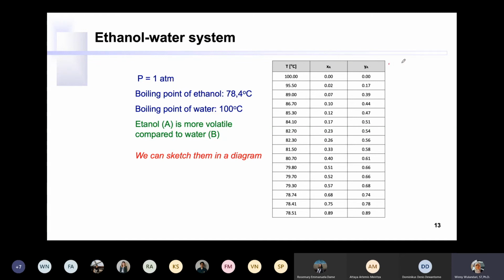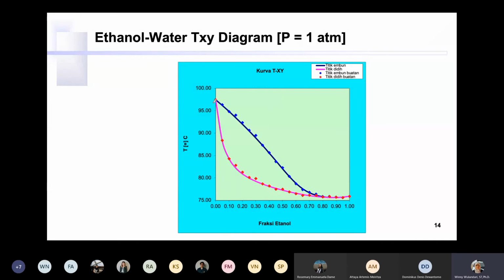In a quiz or in problems, you will be given the data of T, X and Y, and you should be able to sketch it. Maybe you can sketch it in Excel if you want, and it would look like this. This is the TXY curve for ethanol. There is also an azeotrope around this area, so that's why, if you remember, ethanol is only distilled up to 95%, because the distillation only goes up to here.